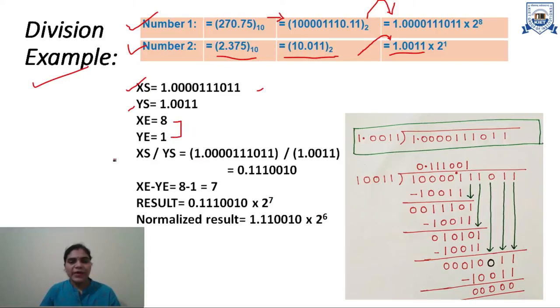Now we will divide the significand of x by the significand of y. So we will perform the binary division, and it is shown in this image. So we have to perform binary division of the significand of x by the significand of y.